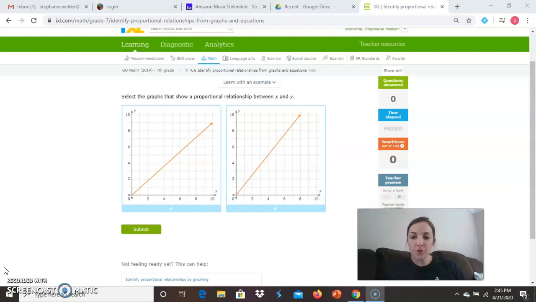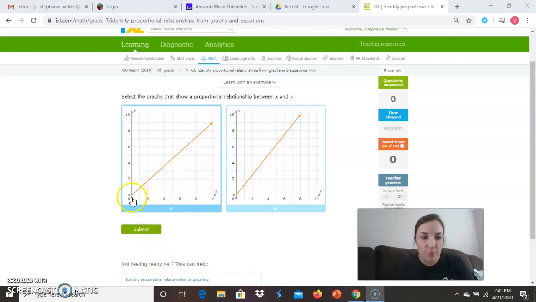And so when we look at this first example here, it says select the graphs that show a proportional relationship between x and y. All right, so here we see our x-axis and our y-axis labeled for us. And so it's talking about this red line here in both of our graphs. So number 1, we should be able to see that both of these graphs have straight lines. Check. Number 2, do both of these pass through the origin?